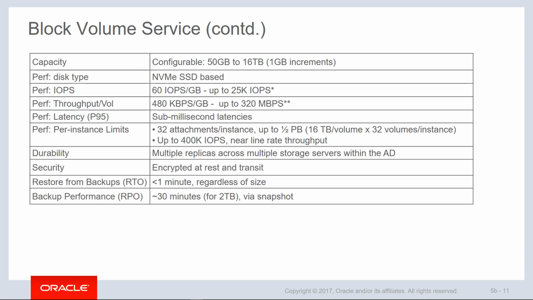In terms of performance, we designed the system to allow for 60 IOs per second per gigabyte, up to 25,000 IOs per second per volume. So at about 400 gigabytes, a single block volume would deliver 25,000 IOs per second. That's going to give us about 480 kilobytes per second per gigabyte, up to 320 megabytes per second of total throughput. With a single instance, we can attach up to 32 block volumes, giving us about half a petabyte of total storage. This gives us, in particular configurations, also up to 400,000 IOs per second with a single compute resource.